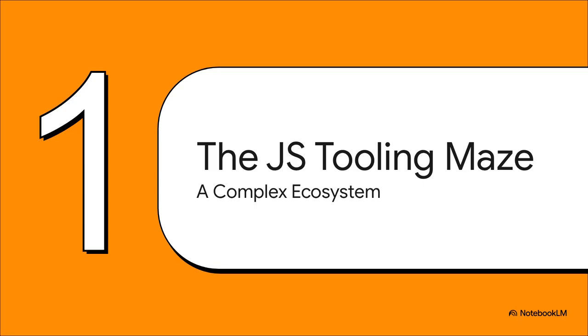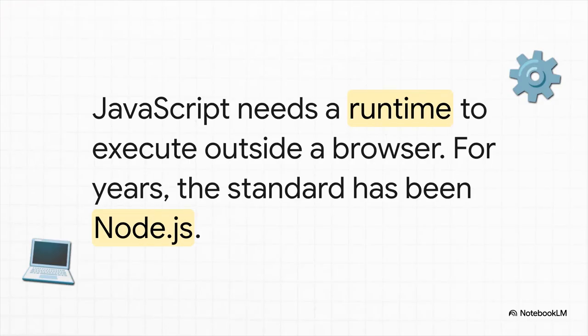Now, to really get what Bun is all about, we've got to take a step back and look at the world it's jumping into. Modern JavaScript development is amazing. It's super powerful, but let's be real. Sometimes it feels like you're building a whole new toolbox from scratch for every single project you start, right? Okay, so first things first, you need a runtime. That's the engine that actually lets your code do its thing outside of a web browser. And for, wow, more than a decade now, the undisputed champ, the king of the hill, has been Node.js.